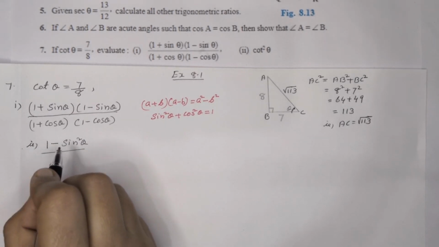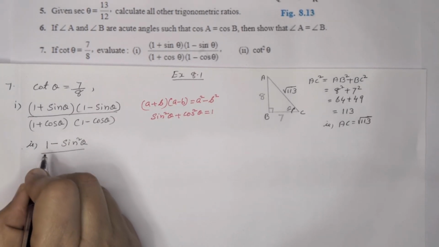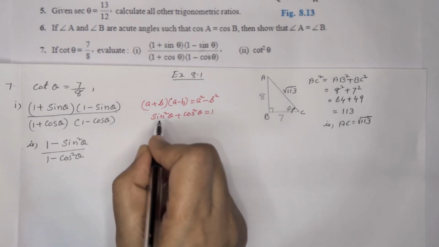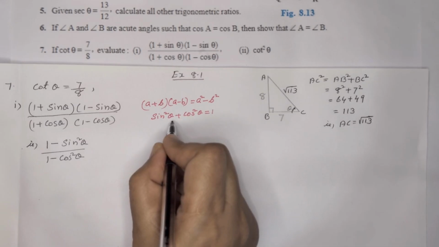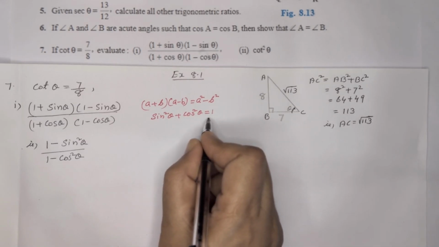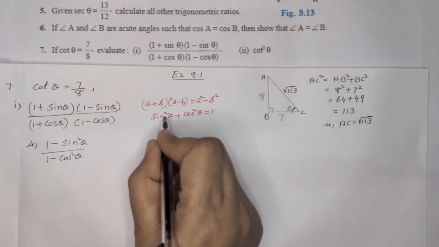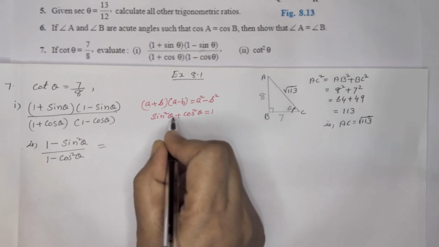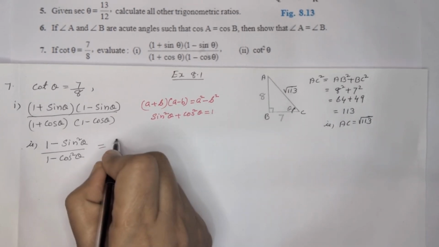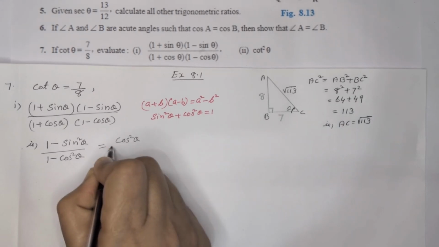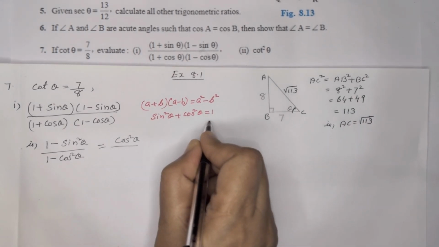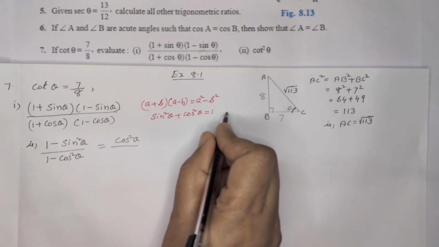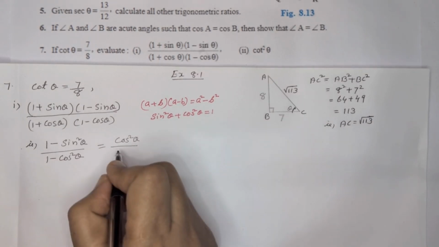Same way the denominator also. Same identity we can use here. So 1 minus cos square theta. Using this identity, we know that sin square theta plus cos square theta is equal to 1. So when we move the sin square theta to the other side, 1 minus sin square theta is equal to cos square theta. Same way here, if we move the cos square theta term to the right side, that will become 1 minus cos square theta, and here sin square theta.